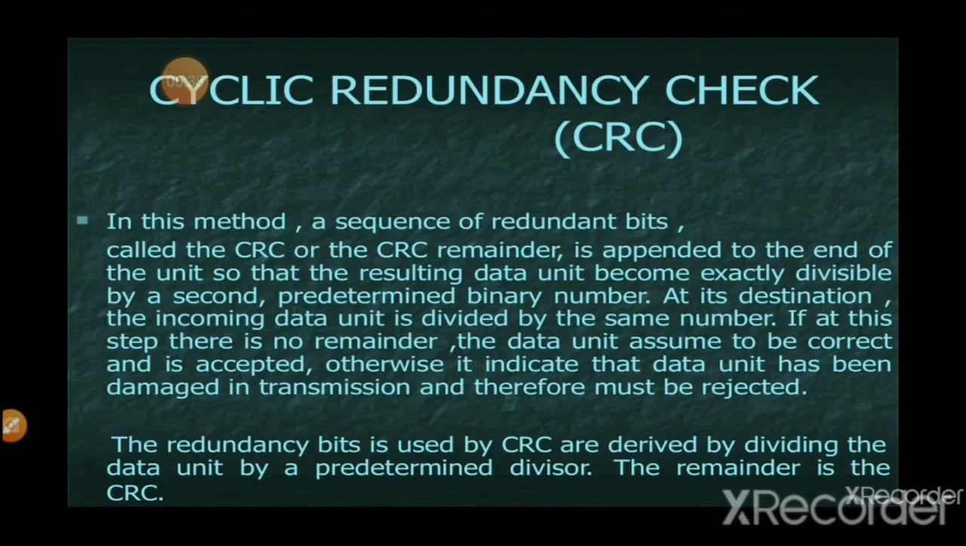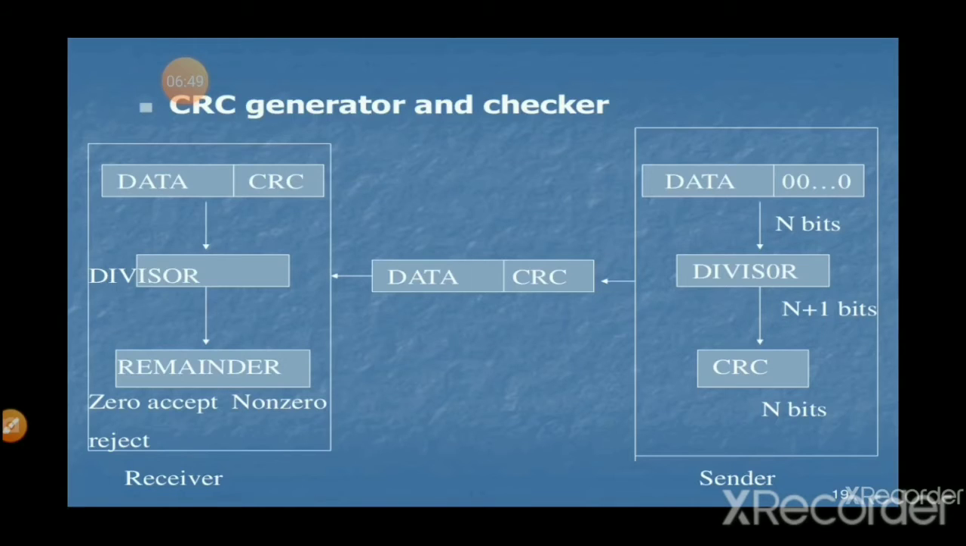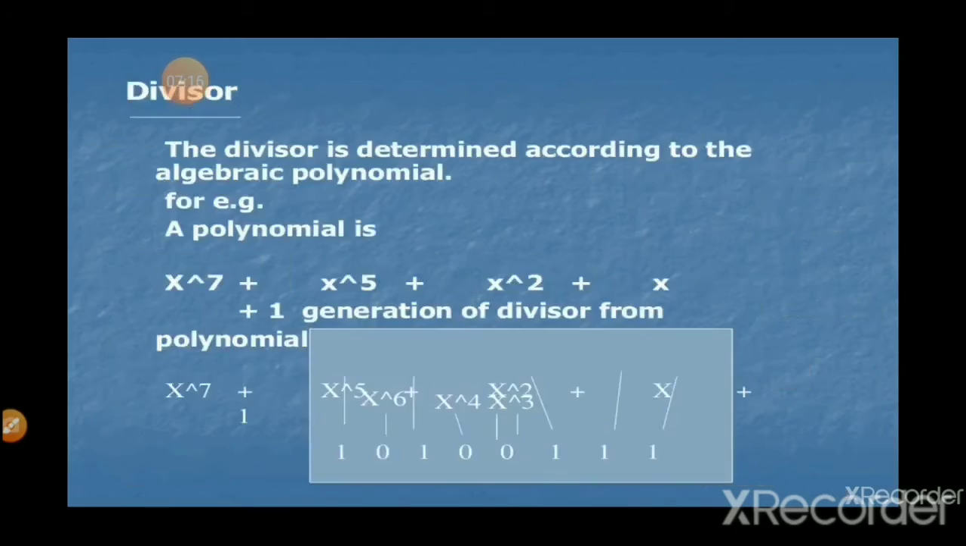The redundancy bits used by CRC are derived by dividing the data unit by a predetermined divisor. The remainder is the CRC. CRC generator and checker. The figure shows the sender data with n zero bits, the divisor of n plus 1 bits, and the CRC of n bits. In a similar way, at the receiver, the data and CRC are divided by the divisor: a remainder of 0 means accept, non-zero means reject.